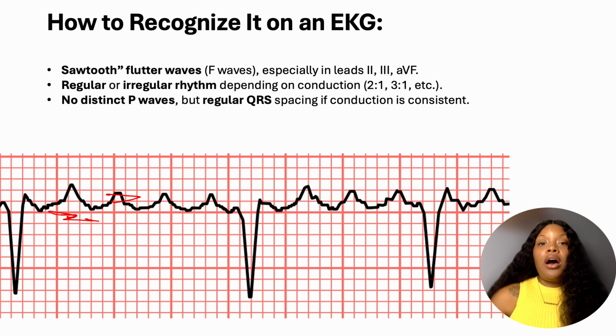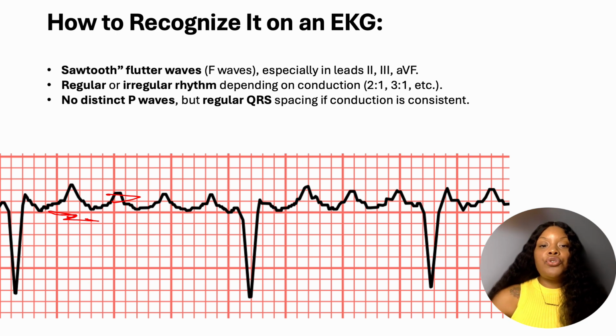So with atrial flutter, you still will not see P waves on your EKG strip, okay? Next, you can see a regular or irregular rhythm. It really doesn't matter. But the biggest thing for you to know is that it does not have distinctive P waves. Now, you also can see that your QRSs can be regular. As you can see, this one has a regular spacing right here, and this one right here is regular as well.